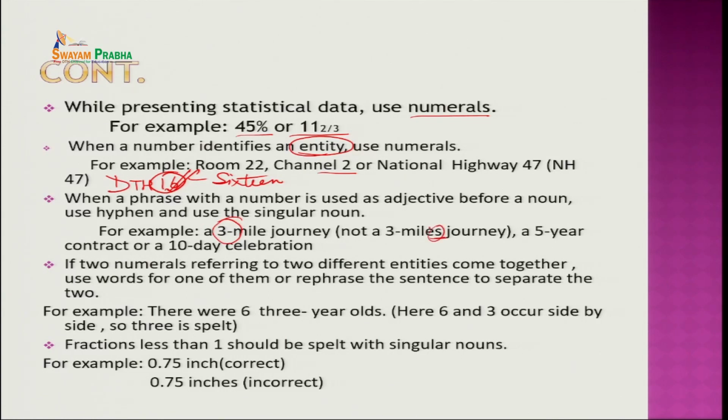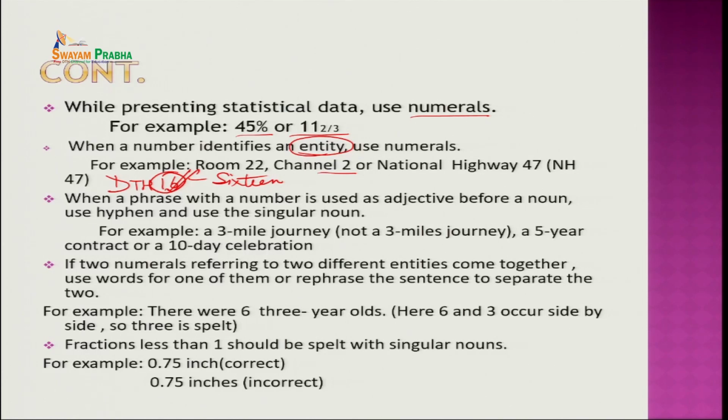Again, the same point that I told you, kilograms will not be written as kgs. Remember this thing, kgs will not be written. Now, in this further case, a 5-year contract, it will not be written 5 years, which is absolutely wrong. Or a 10-day celebration. It is not 10 days celebration, which is absolutely wrong. So, you all should keep in mind this rule about a phrase with a number used as an adjective before a noun.